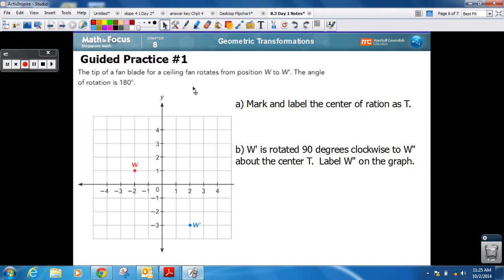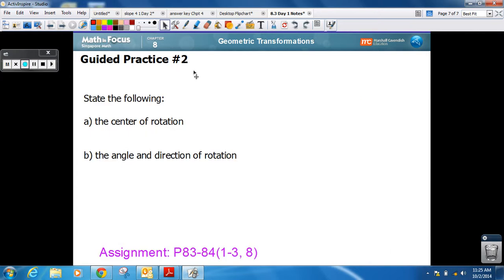Okay, our guided practice number 1 is right here. You need to answer A and B. Guided practice number 2, you need to state the following: the center of rotation and the angle and direction of rotation, and you get that out of your book. So if you look at section 8.3, guided practice number 2, you'll get those answers there. And your assignment is page 83 through 84, 1 through 3, and number 8.